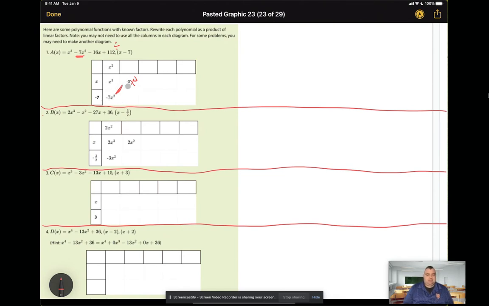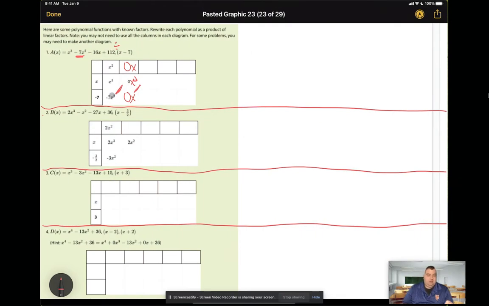So now we're going to repeat this process again. So I have 0x squared here. To figure out what goes on top of the second column, I'm going to ask myself, what do I need to multiply x by to get 0x squared? And of course, that's going to be 0, right? X times 0 is going to be 0x squared. All right, and then I can finish out the columns. So negative 7 times 0 is going to be 0x. Notice I'm not down to a constant term yet, so I have to keep on going.